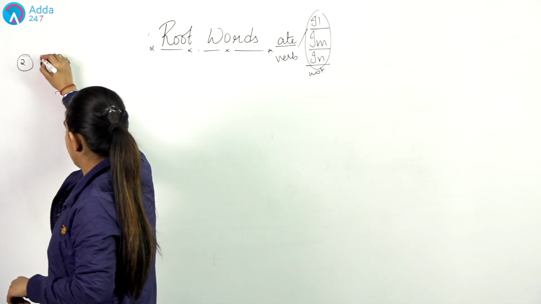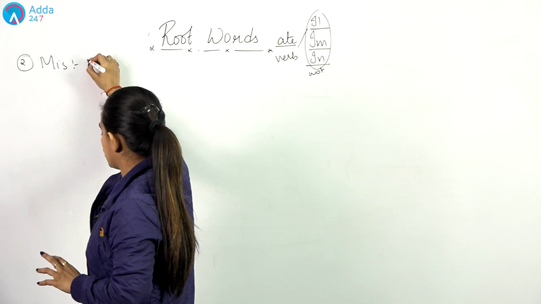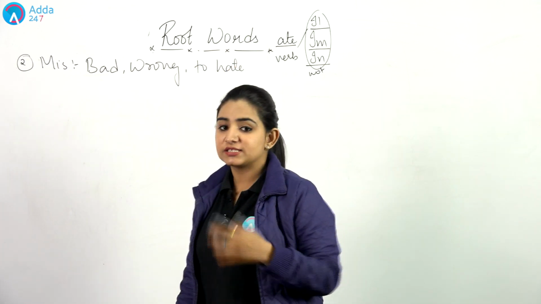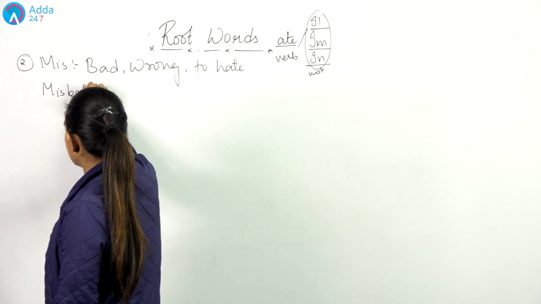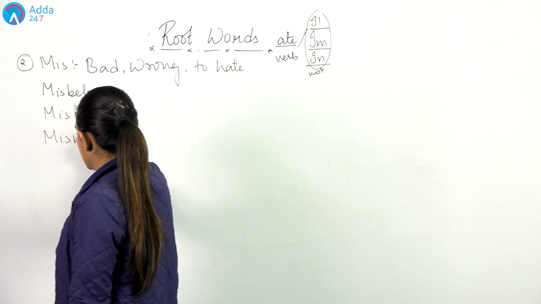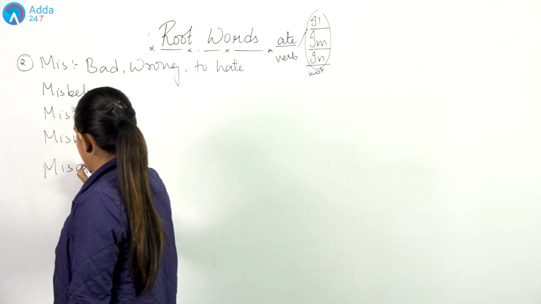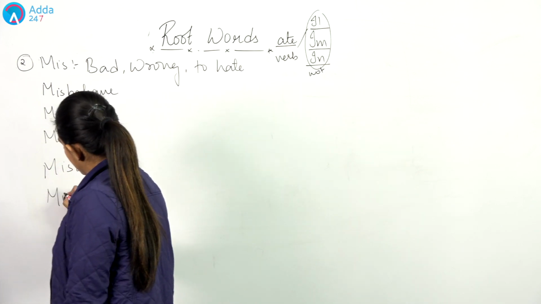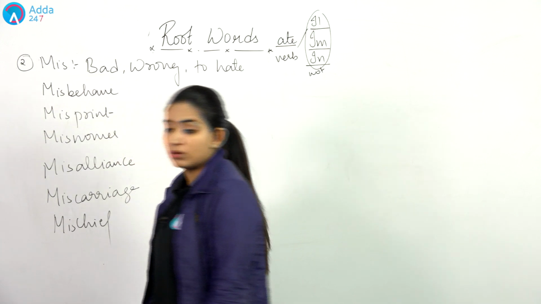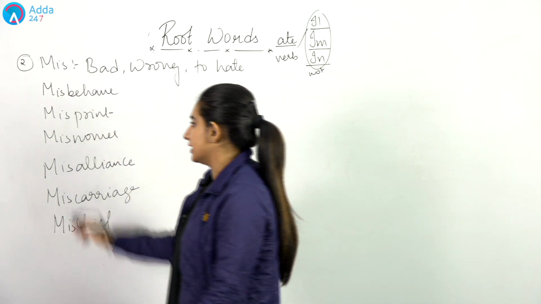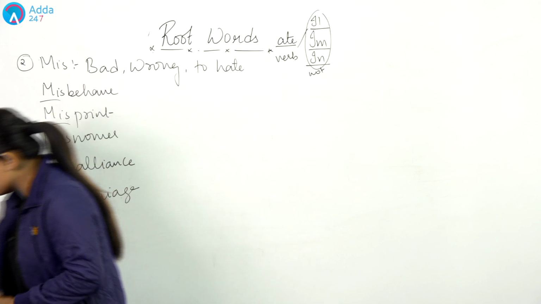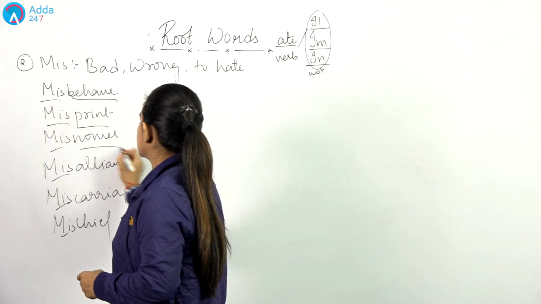Moving further, we have the second word, and that is miss. Whenever we have miss, this talks about being bad, behaving bad, wrong, or to hate somebody, right? For example, you can make words like misbehave, misprint, misnomer, misalliance, miscarriage, mischief. Now, you have so many words, and each and every word has miss associated with it. To understand what miss actually means, what you need to do is know the meaning of these words as well.